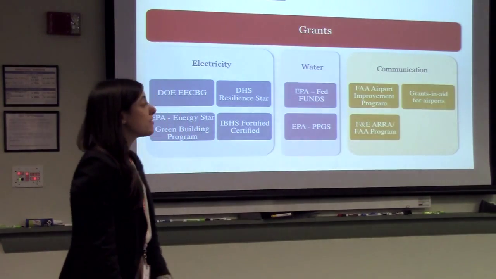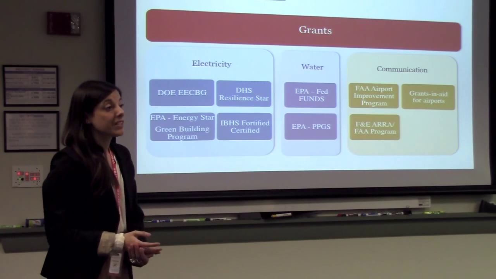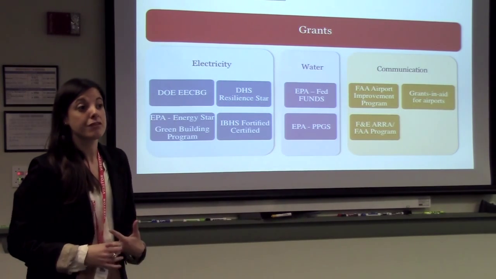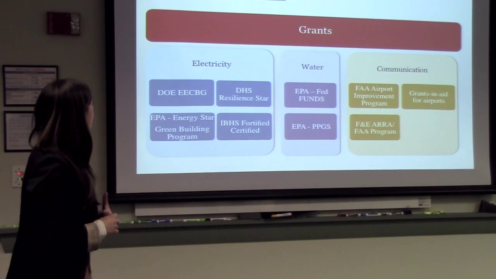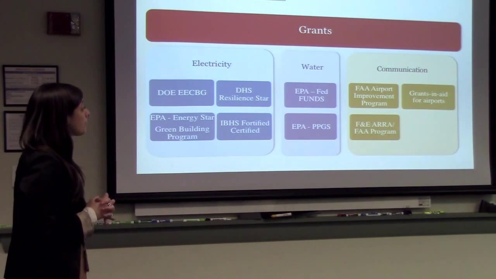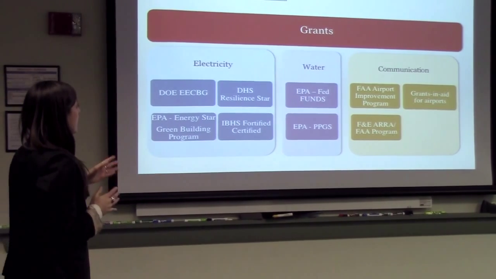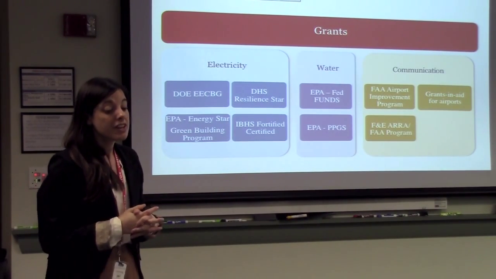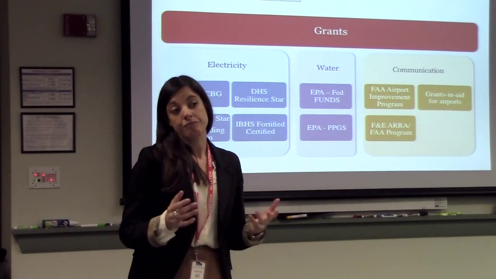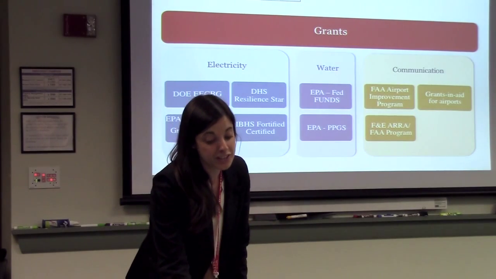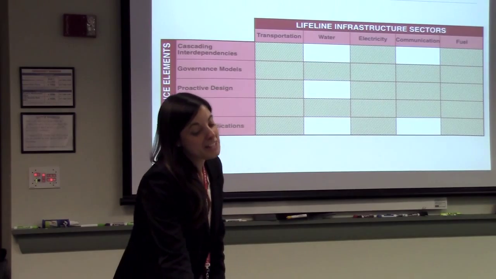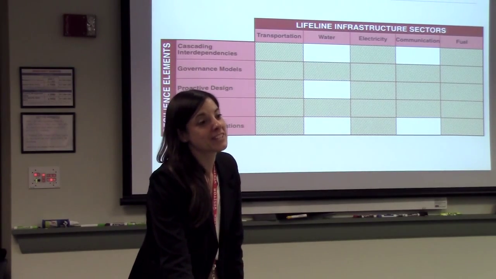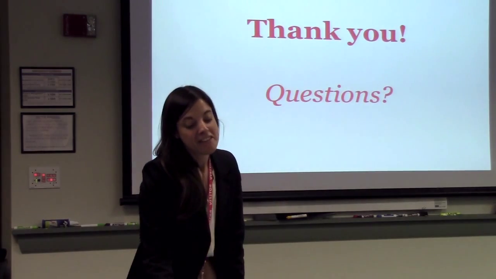And then we have identified some grants and incentives that are currently available for financing some of these recommendations. We classify these grants within each of these sectors: electricity, water, and communication. It's a source of funds that Massport will probably take advantage of. So finally, this is our final matrix with the aspects that we have covered in this presentation. Thank you so much.